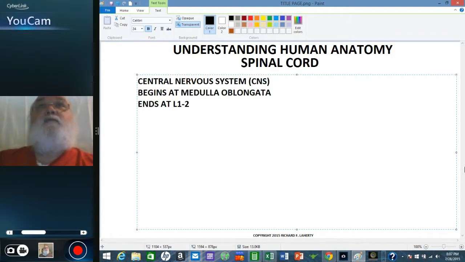Now, this is because the spinal cord finishes developing, finishes its growth, before the body finishes growth. And so as the body continues to grow taller and taller, the end of the cord moves up in the spinal canal, so that in the adult it comes to lie at the level of L1 to L2.